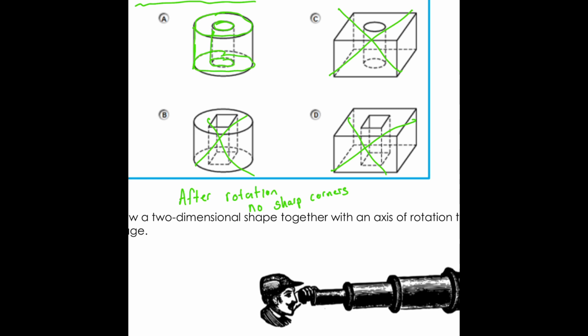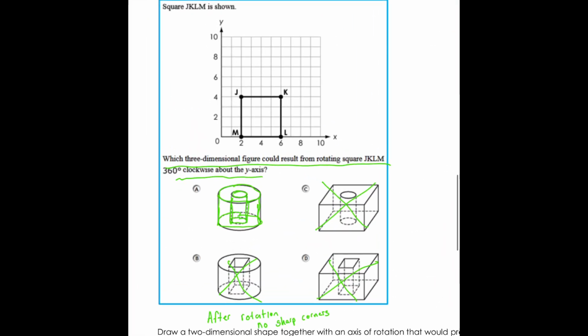And here's kind of the toilet paper roll I was talking about. Unfortunately, talking about toilet paper rolls way more than I wanted to. But it would be this one right here. You can kind of see rotating like that, that's the shape we would get. All right, that's a state test problem.